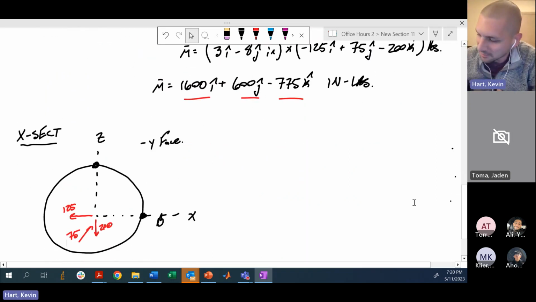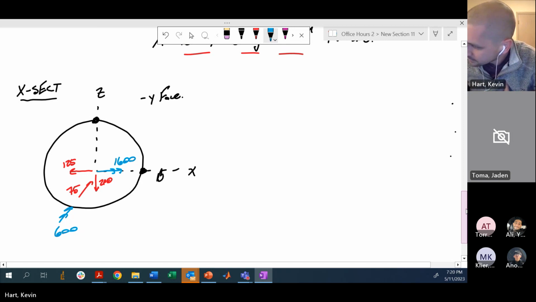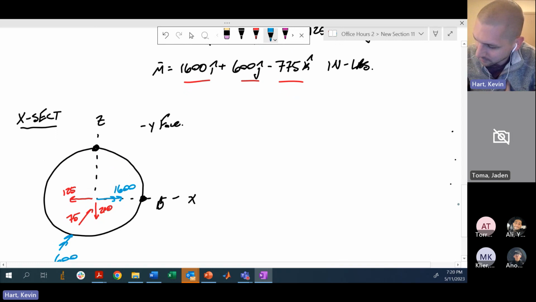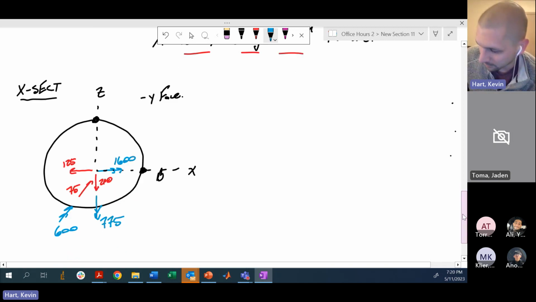Okay, so our moments, we have 1600 I hat, so 1600 here. We have 600 J hat, so this is 600 into the page. This is my torque term. And then I have negative 775 K hat, so that's going to be, okay. So that's a lot of stuff, but we can handle it.